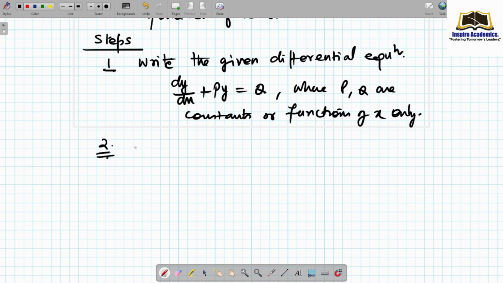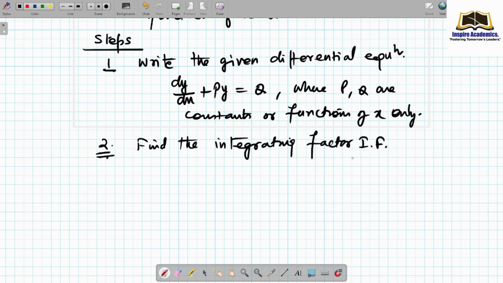find the integrating factor, IF. We call it IF. And what is IF? e to the power integral of P dx. Okay.